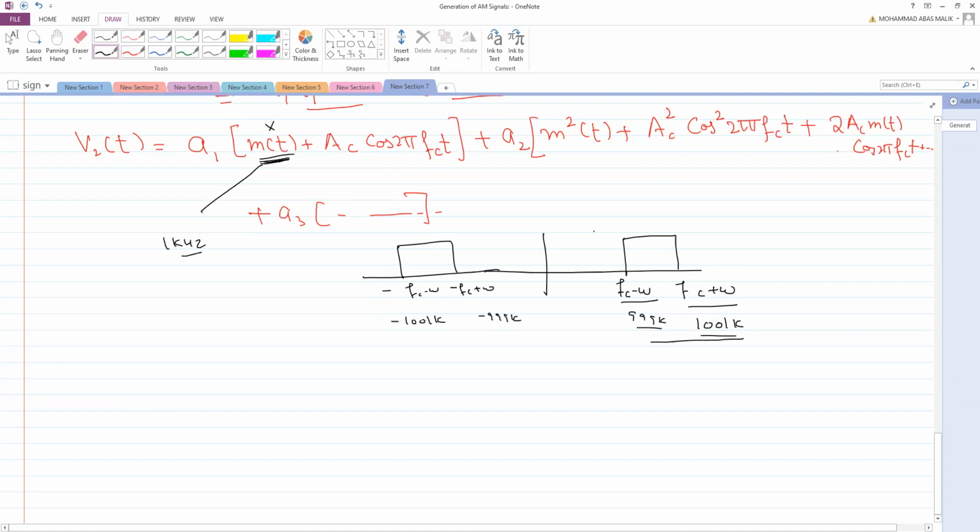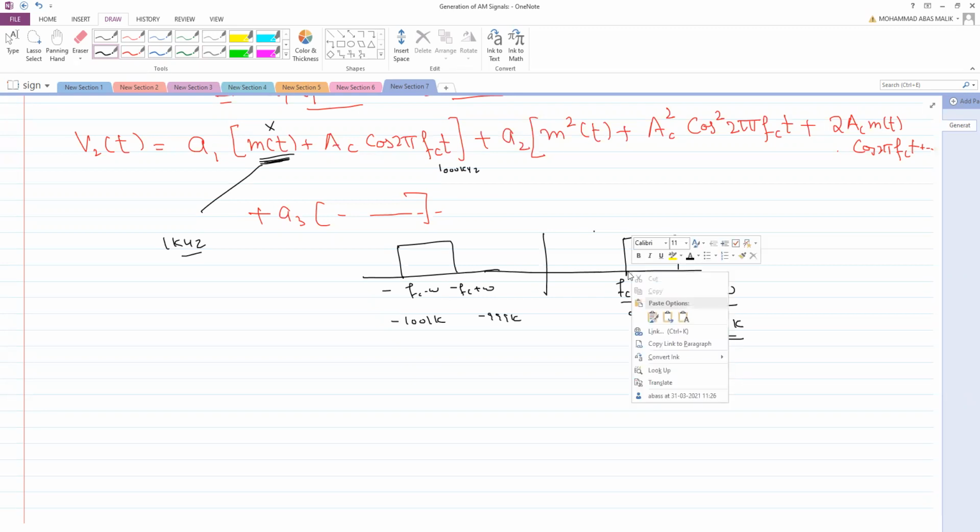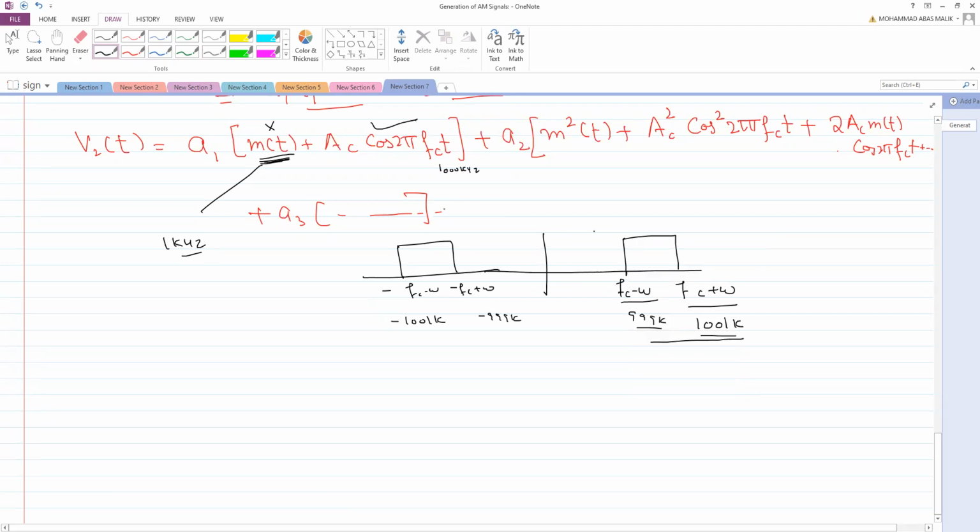Okay. Similarly, this will be the Fc value. Its value is what? 1000 kilohertz, and 1000 kilohertz is here. So this will be passed by the band pass. Similarly, M square t will not be passed by the band pass filter, right?